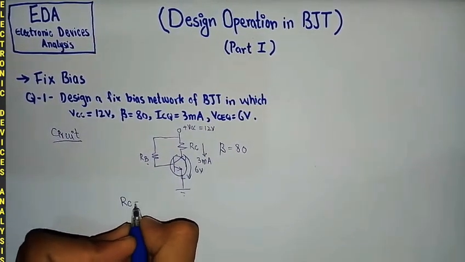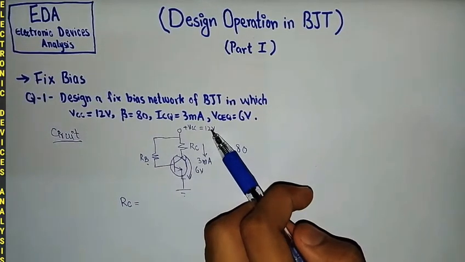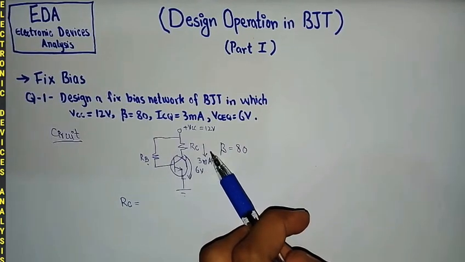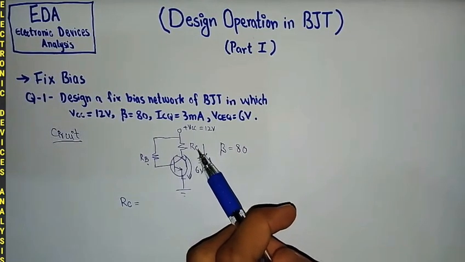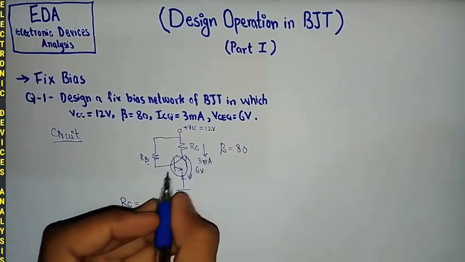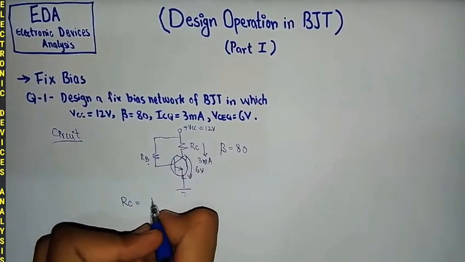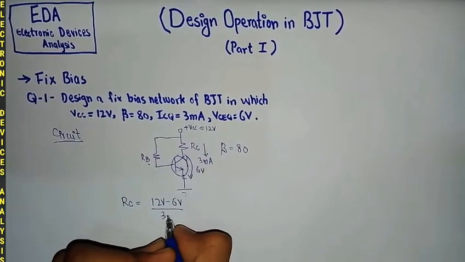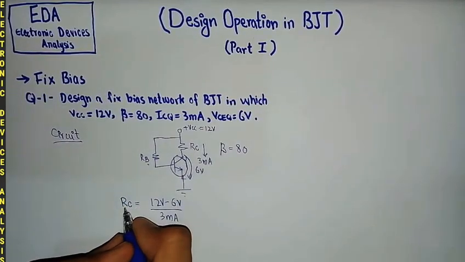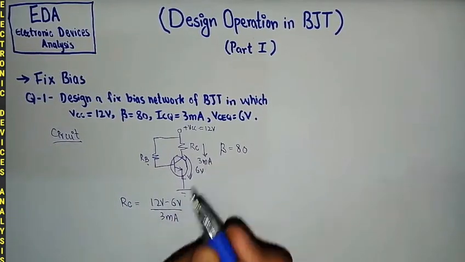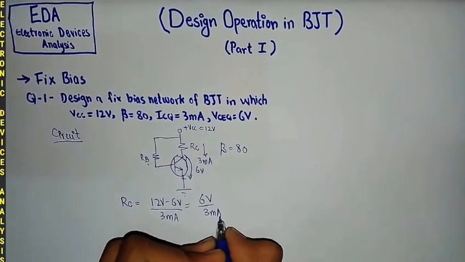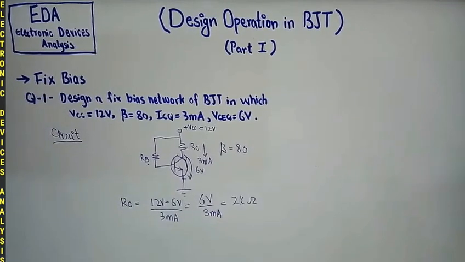The value of RC will be found because there is a voltage of 12 volts present and the junction voltage is 6 volts, and a current is also present. So the resistance value will be calculated using Ohm's law. The potential between the two points is 12 volts minus 6 volts, over 3 milliamps, equal to the resistance through which the current flows. So the answer is 6 volts over 3 milliamps, which is equal to 2 kilo ohms. This is the value of RC.